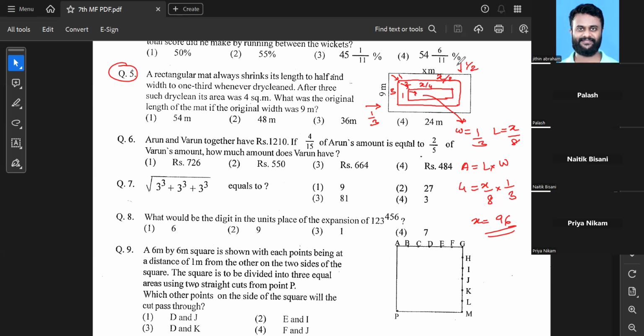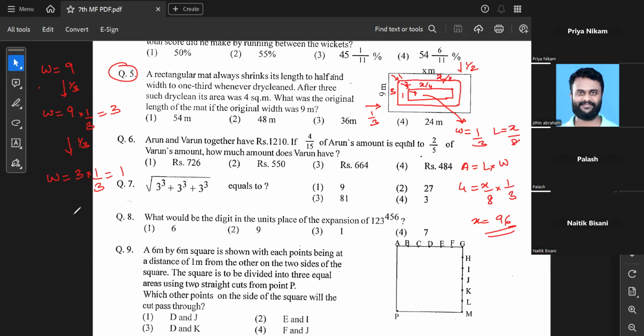Then, Sir, but in the second dry clean, it should be 1 by 3 into 1 by 3, right? No. See, I'm speaking only about width. Let me write in numbers. So width was 9. Then after the first dry clean, it became 1 by 3. So the width is now 9 multiplied by 1 by 3. That is 3. Then in the second dry clean, again it became 1 by 3. Now the width is 3 multiplied by 1 by 3. That is 1.